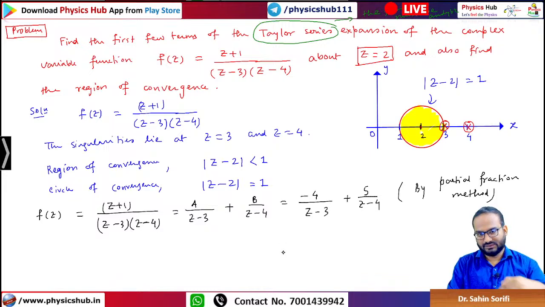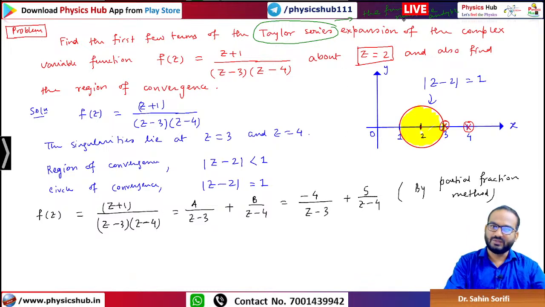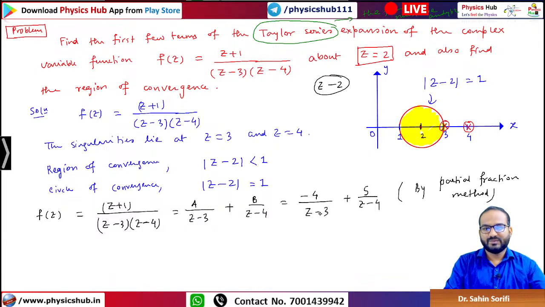We'll do the way we did on the last day, then again we'll try to do the same problem using the Taylor series formula, and you will see that both approaches will give you the same result. Fine. So here you have to do the expansion about z equals 2. So what terms can you expect? z minus 2 terms should be expected.